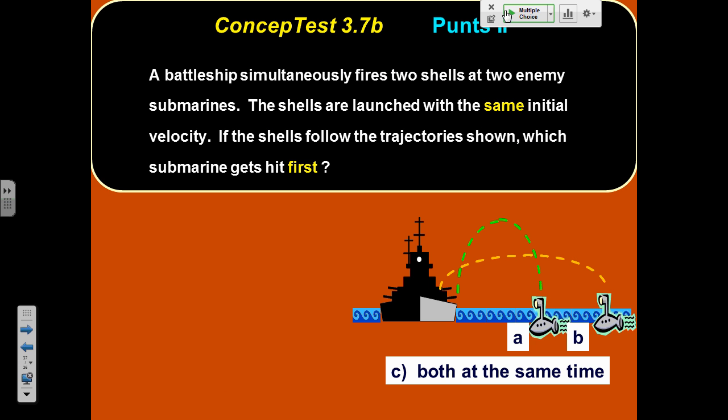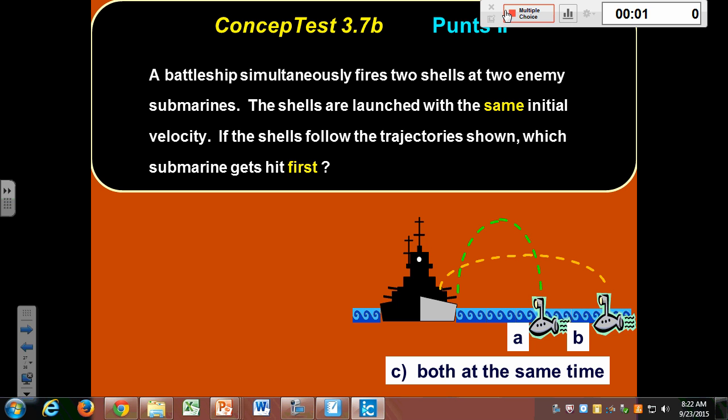A battleship simultaneously fires 2 shells at 2 submarines. They're given the same initial velocity. Which submarine gets hit first? A, B, or do they both get hit at the same time?